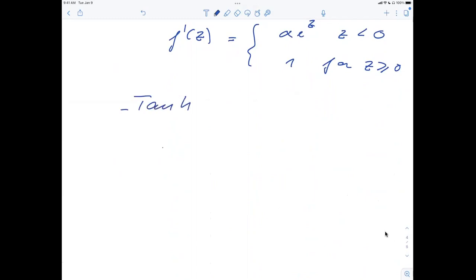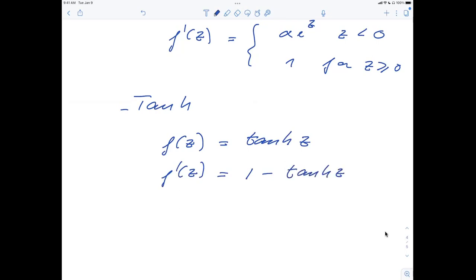And in that specific case, we would simply have an f of z, which is equal to the tanh of z. And that has a derivative, which is also pretty easy to implement. So it's 1 minus tanh of z to the power of 2. In this case, the value z lives between minus 1 and 1.